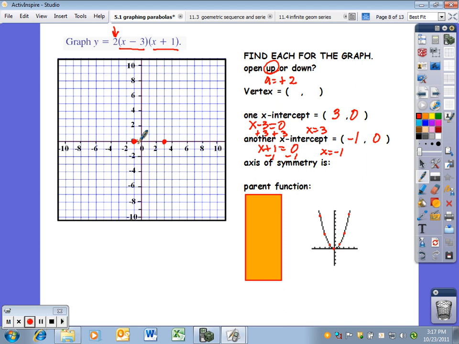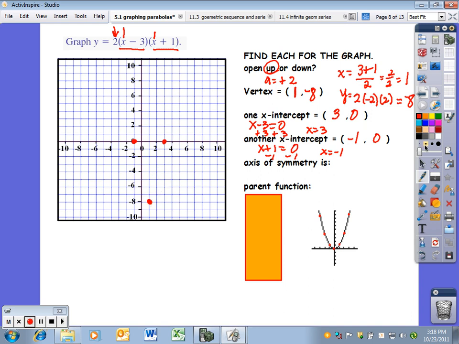So to find my vertex, I have to go halfway between these. So x will equal 3 plus a negative 1 divided by 2. 2 divided by 2 is 1. Halfway between, the x value would be 1. So y, I'll have to find by putting in a 1. So I would have 2 times 1 minus 3 is negative 2, times 1 plus 1 is positive 2. 2 times a negative 2 is negative 4, times 2 is negative 8. (1, negative 8).